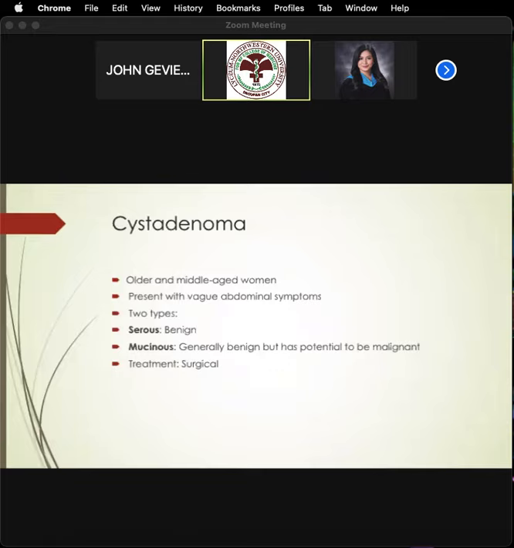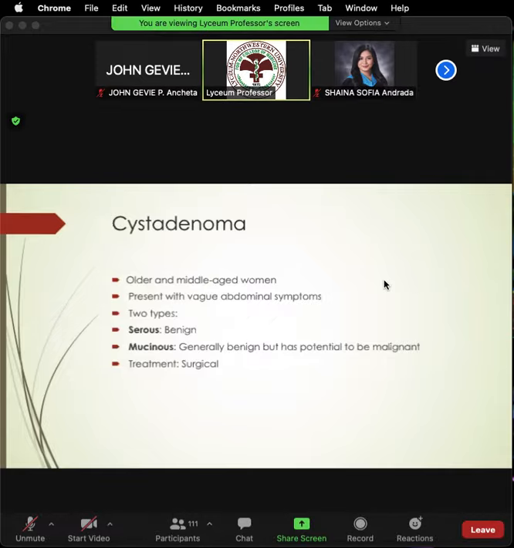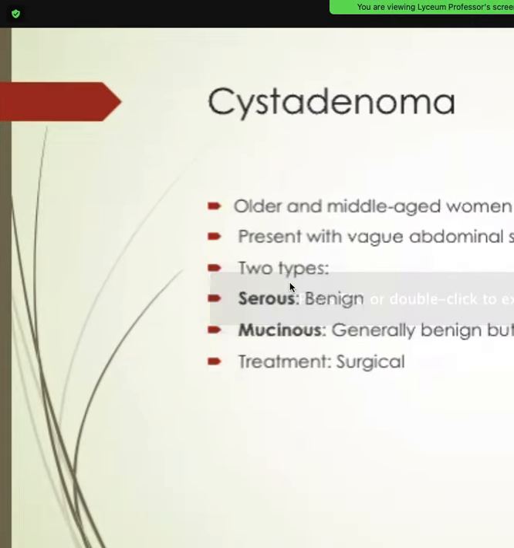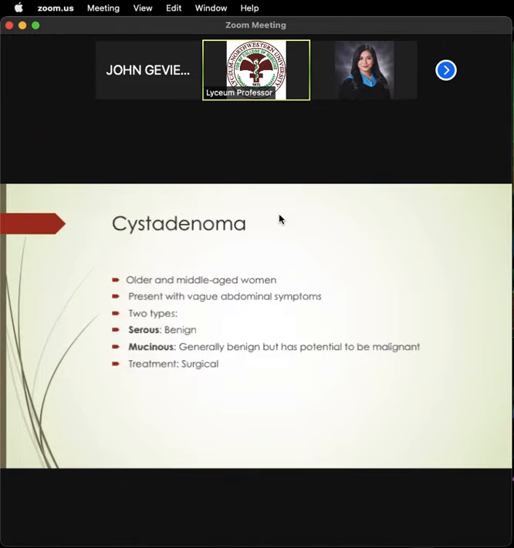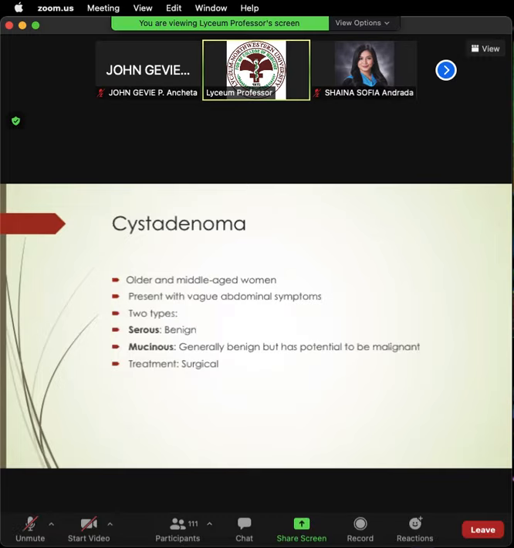Cystadenoma, okay, so it's common in older and middle-aged women, also presents with abdominal pain. There are two main types, serous, which is benign, and mucinous, which has a potential to be malignant. Okay, so think of mucinous, malignant potential. Same thing, the treatment is surgery.